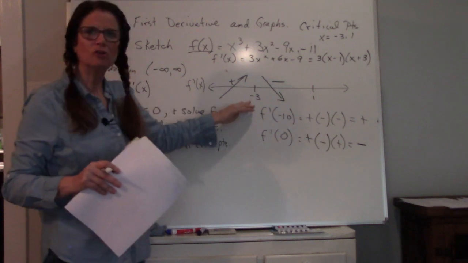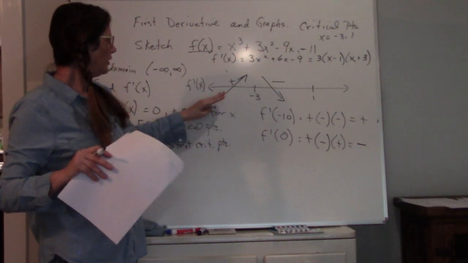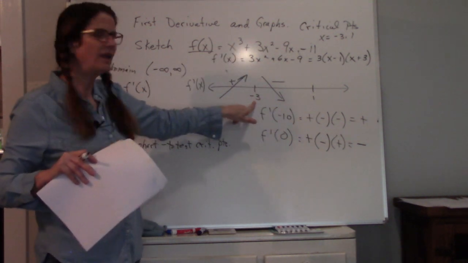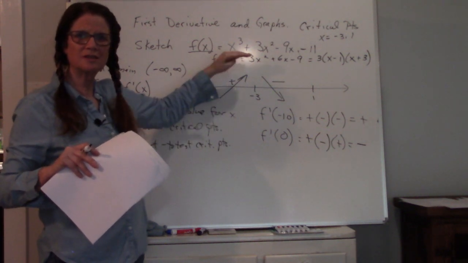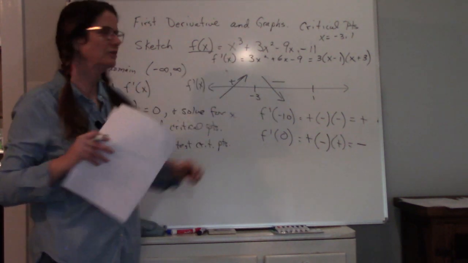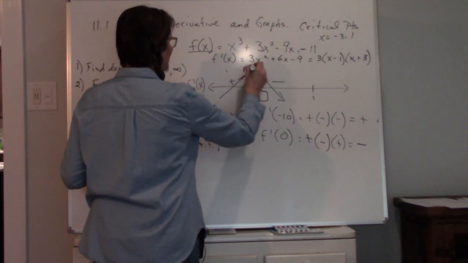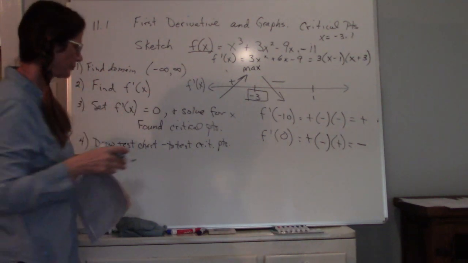Now, if you go back a couple videos, we looked at the graph. Where it goes up and then down, you have a maximum. It's increasing, it hits 0, and then it goes to decreasing. So this -3 is a maximum. It goes up and then down, it's a maximum.